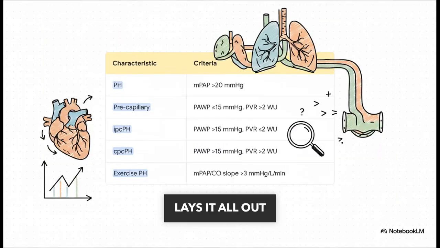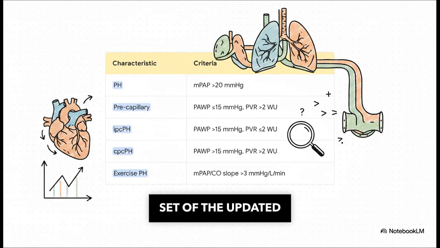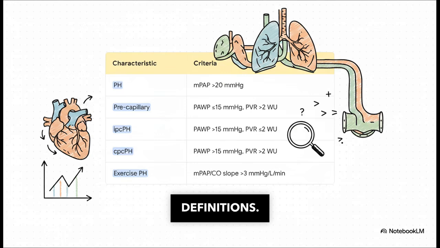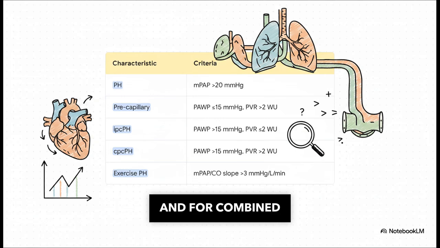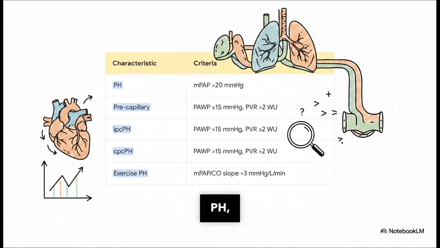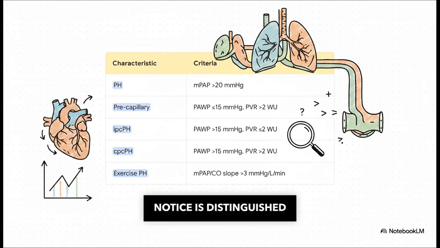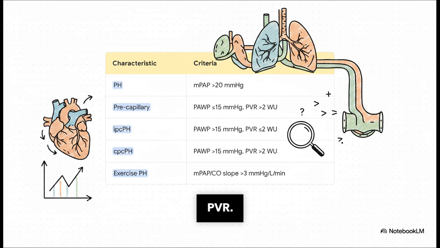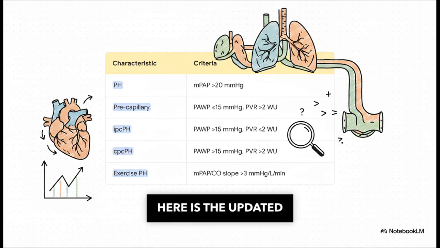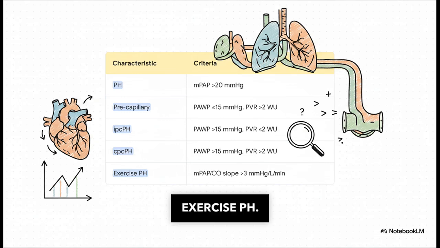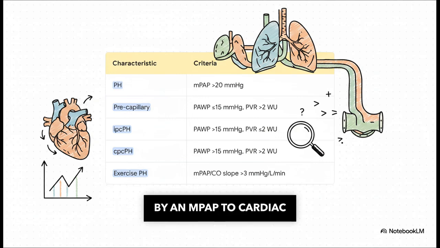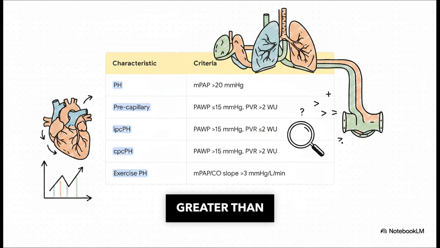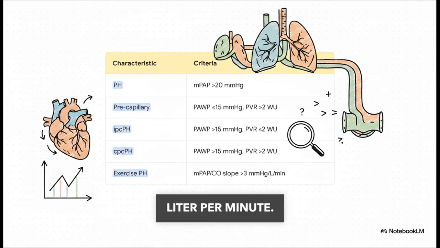This table really lays it all out for us, the complete set of the updated hemodynamic definitions. You can see the specific criteria for pre-capillary PH, for isolated post-capillary PH, and for combined post- and pre-capillary PH, which, you'll notice, is distinguished by that elevated PVR. And what's also really important here is the updated definition for exercise PH. It's now defined by an mPAP to cardiac output slope greater than 3 millimeters of mercury per liter per minute.